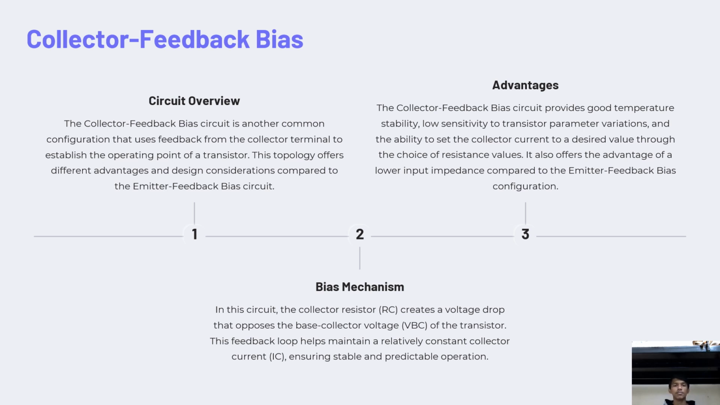Bias mechanism. In this circuit, the collector resistor creates a voltage drop that opposes the base collector voltage of the transistor. This feedback loop helps maintain a relatively constant collector current, ensuring stable and predictable operation.